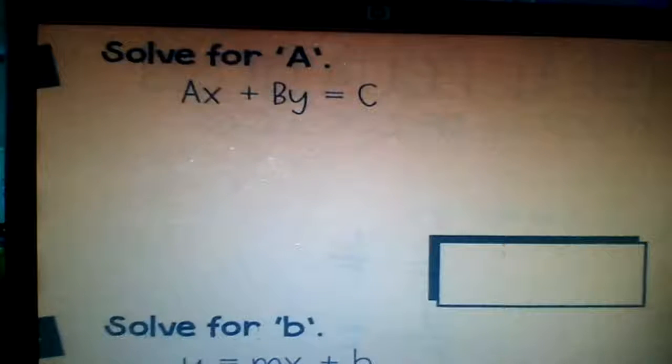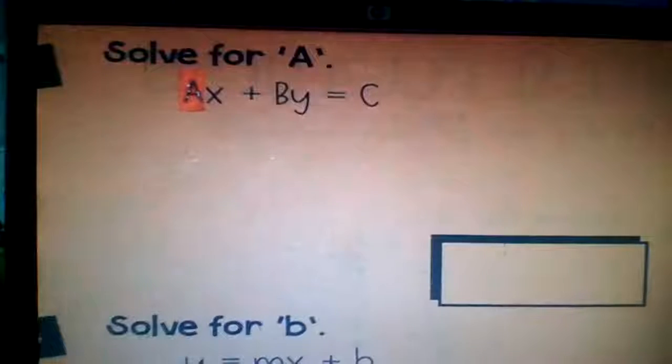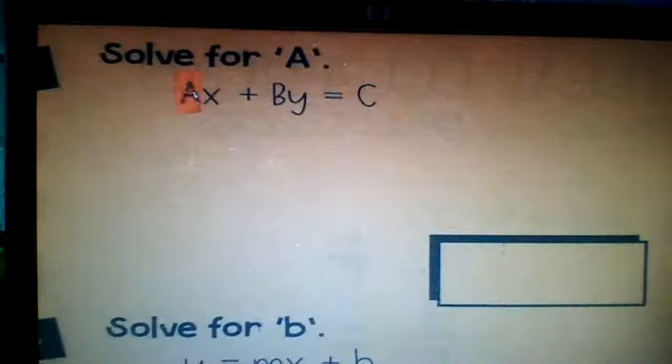I want to do this one. Example 3 on the inside. Okay, I want to solve this one for A. So I need to get rid of everything that does not have A.